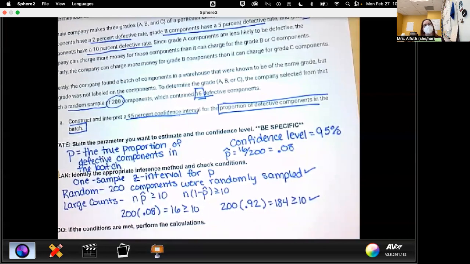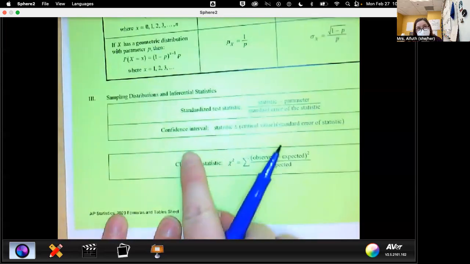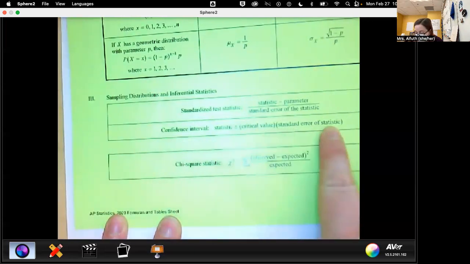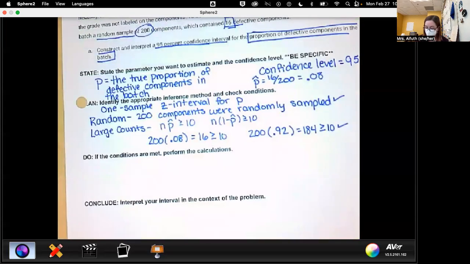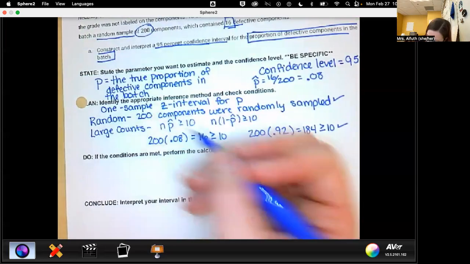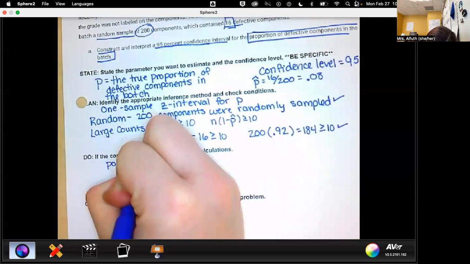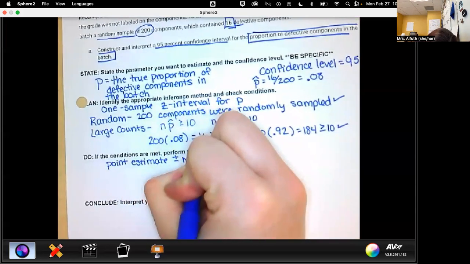So I'm going to go to my reference page for my calculations. Remember that our confidence interval is the statistic plus or minus the critical value times the standard error of the statistic. That's our margin of error, and we can find everything we need on the back. So my formula is going to be my point estimate, which is my statistic, plus or minus the margin of error.